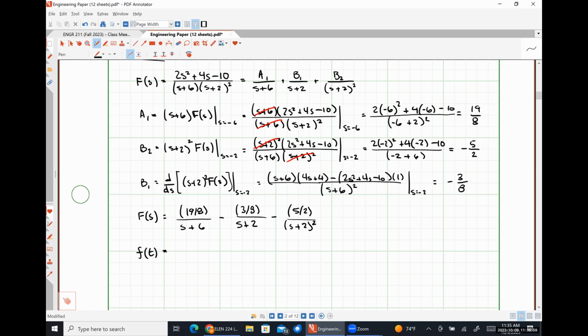So what should the inverse Laplace transform of this thing be? First two terms should be very easy. Like these should be burned into your head already. So 19/8 e to the minus 6t u of t minus 3/8 e to the minus 2t u of t.